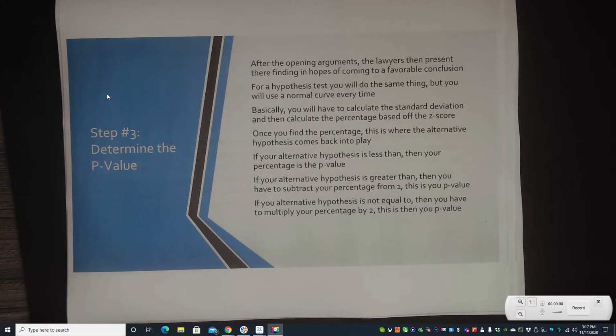If your alternate hypothesis is less than, then your percentage is the p-value, which is the same thing as when you're calculating a normal curve anyway. If your alternate hypothesis is greater than, then you have to subtract your percentage from 1, and this is your p-value. The one that's really different is the alternative hypothesis being not equal to, which is what we have in this situation. What you would do is multiply your percentage by 2, and then this is your p-value.